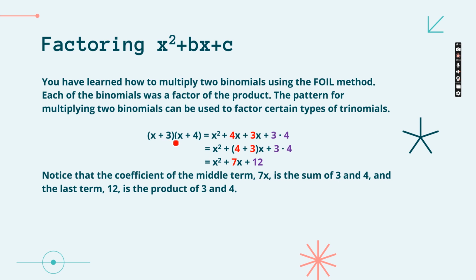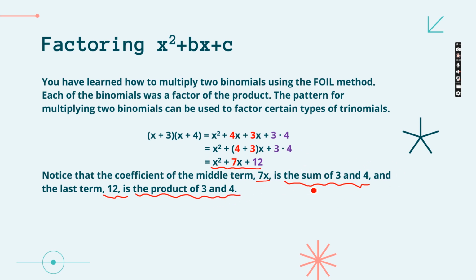For example, if we have x plus 3 times x plus 4, using the FOIL pattern we get x squared plus 4x plus 3x plus 3 times 4. Combining them, we end up with x squared plus 7x plus 12. We notice that the coefficient of the middle term, 7x, is the sum of 3 plus 4, and our last term c, 12, is the product of 3 and 4.